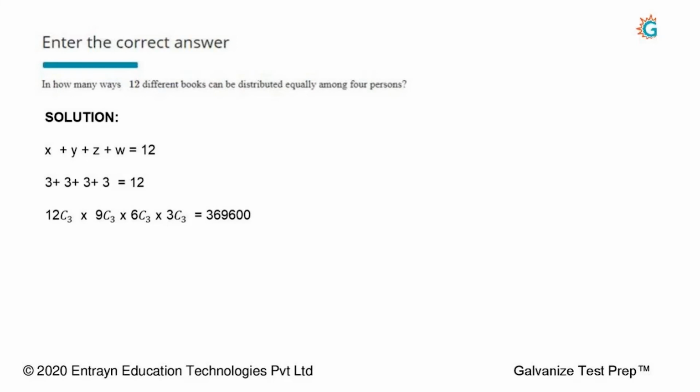Now, how do I account for the fact that each person gets 3 books? How do I choose those 3 books for each person? That is done in 12C3 times 9C3 times 6C3 times 3C3 ways.